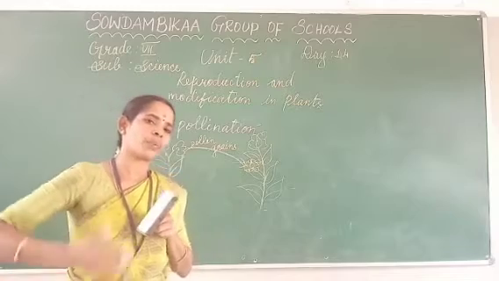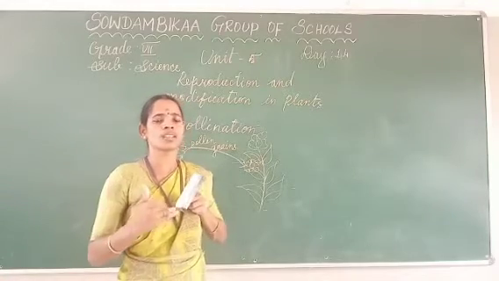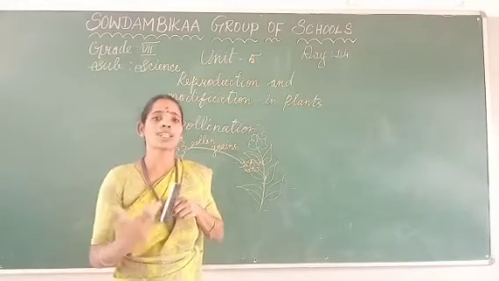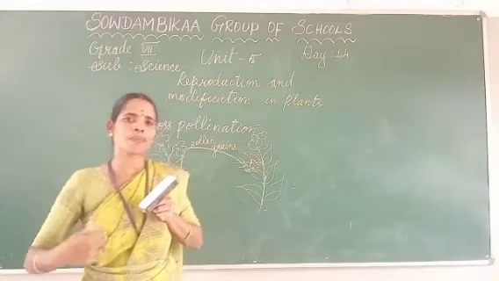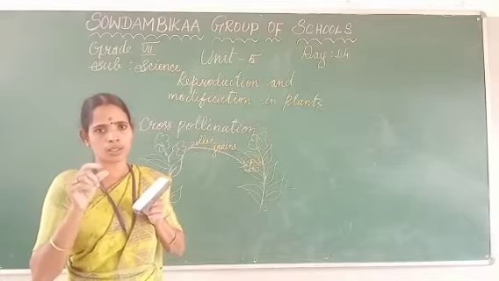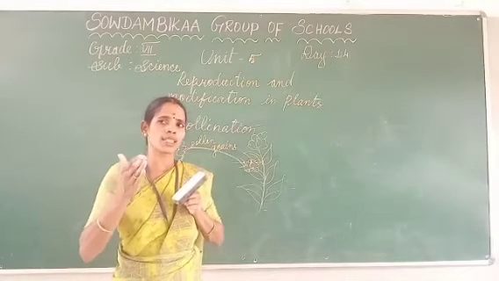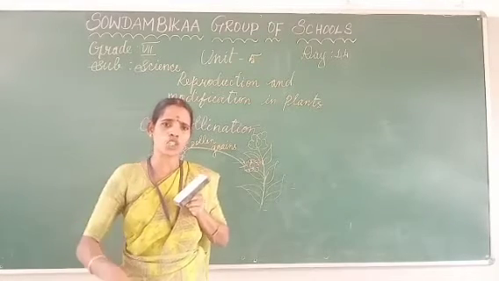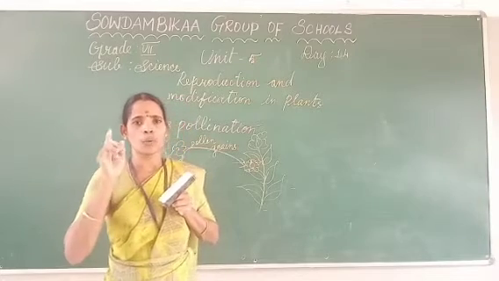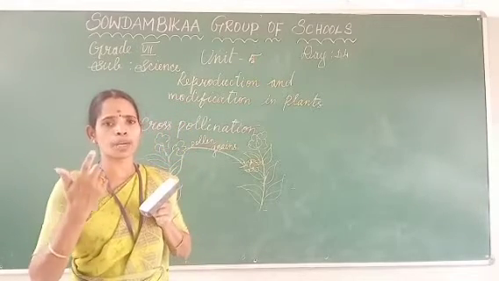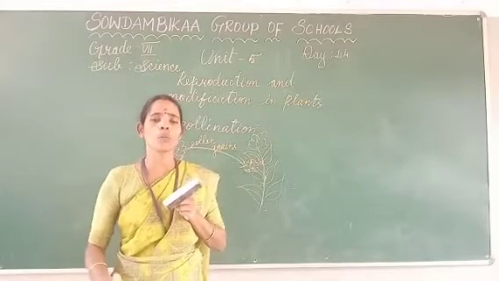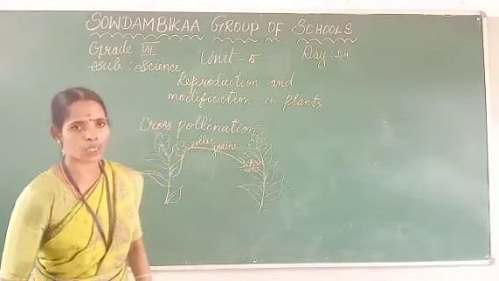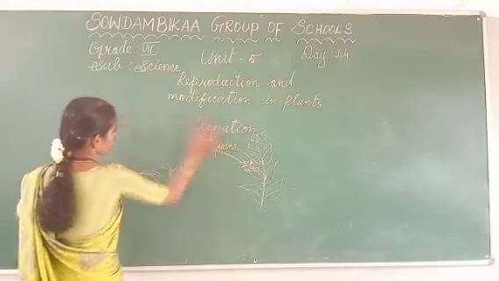The remaining part: after receiving the pollen grains on the stigma, what will happen? After the stigma, through the style, the finger-like projections, there is a tube-like structure in between the ovary and stigma. Through this way all the pollen grains reach the ovary. What will happen? Now we are going to learn about this.